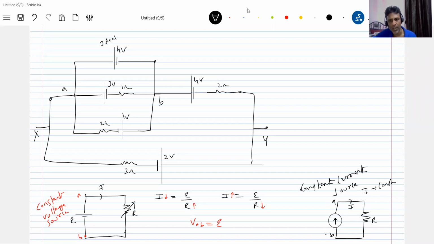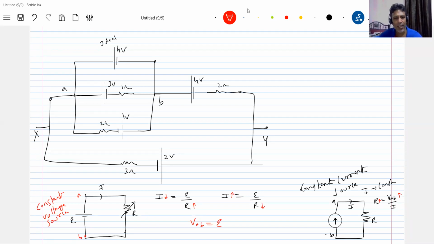Here, in these circumstances, I will be constant. VAB will change as R varies. R equals VAB by I. So as R varies, VAB is going to change. If R decreases, VAB decreases, but I will be constant. So these are the constant current sources and constant voltage sources.